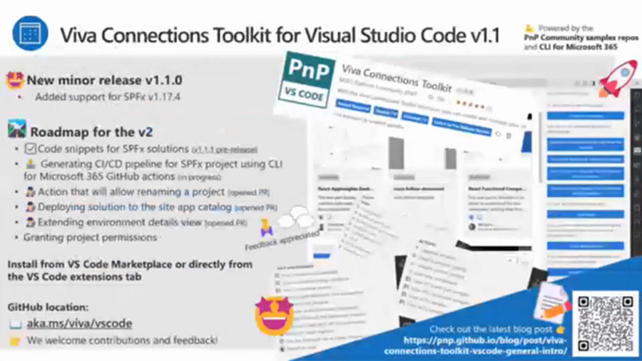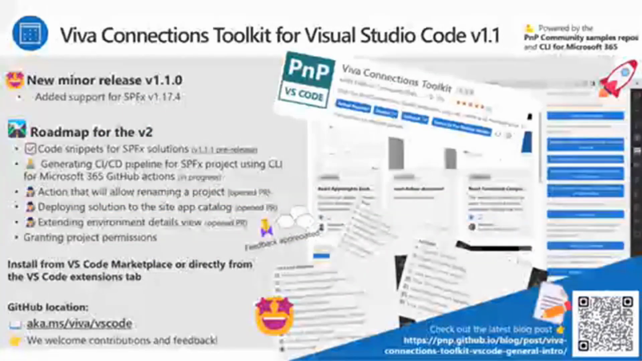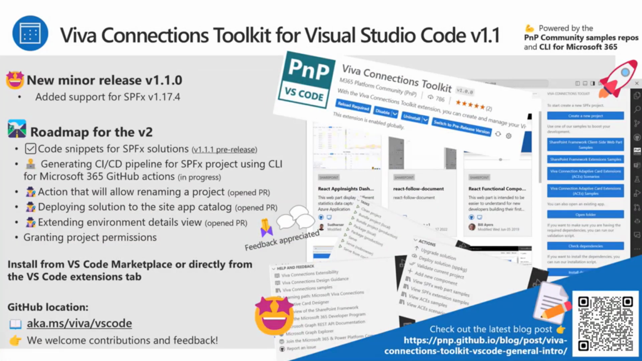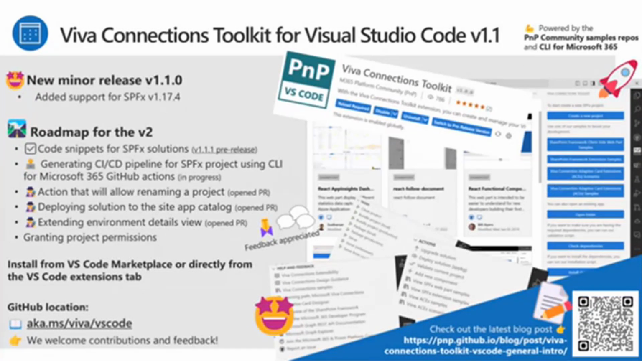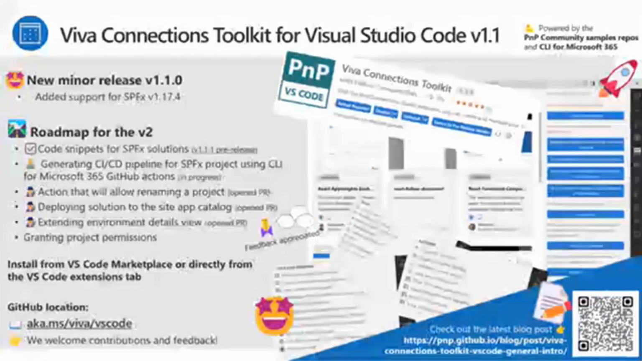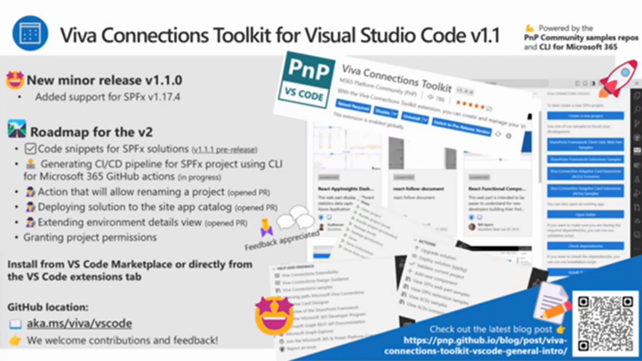All right, let's talk about our Viva Connections Toolkit for Visual Studio Code. We have a new minor release, version 1.1, and we have a roadmap for version 2, where we're going to have code snippets for SPFx solutions. We're going to generate the CI/CD pipeline for SPFx projects using the CLI for Microsoft 365 GitHub Actions. And then we'll have things like actions that will allow you to rename a project, which is super awesome. Instead of having to use the CLI, you'll be able to do that directly with Viva Connections Toolkit.